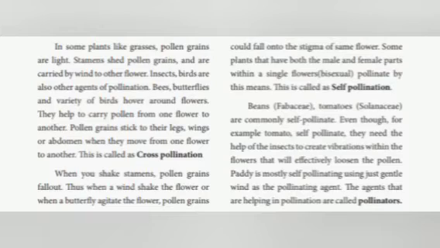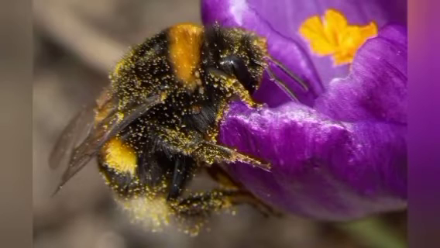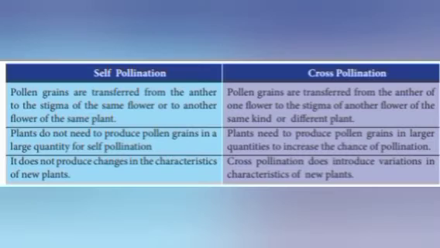When you shake the stamens, pollen grains fall out. The pollen grains would fall on the stigma of the same flower. Some plants have both male and female parts in a single flower. So this is called self-pollination.